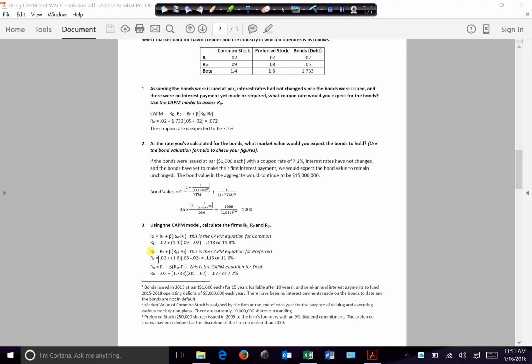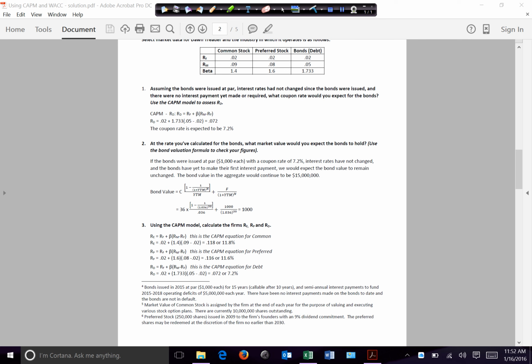So we're going to do the exact same thing for the cost of preferred. RE is the cost of common, RP the cost of preferred, RD is the cost of debt. And in this case, we're using CAPM because we're told to, which really means that we're using the market cost or the current opportunity cost. Now recognize that might actually be a little different than the firm's cost. Think of this for a moment.